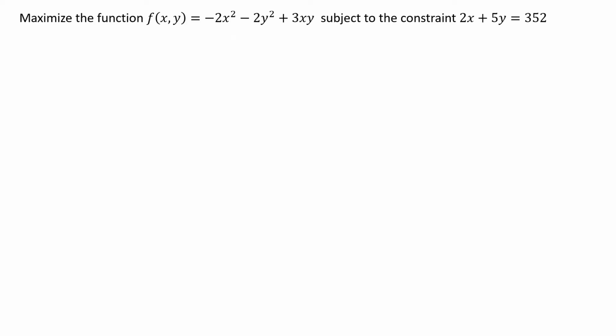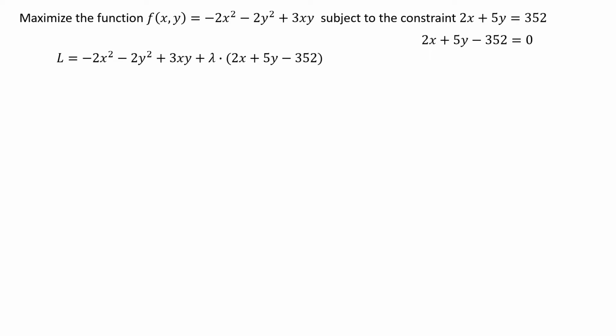Here we're trying to maximize a certain function based on a constraint. To do that, we have to set our constraint equation equal to 0 to find our constraint function, and we can then plug the constraint function into the Lagrange formula.